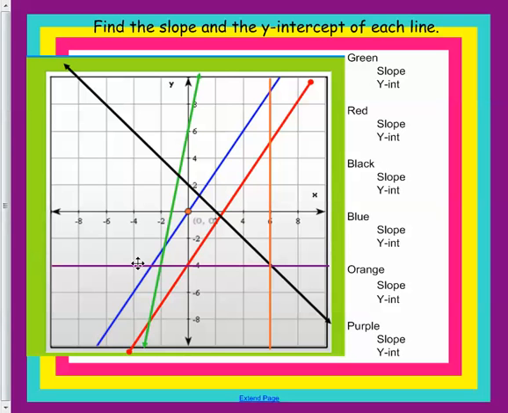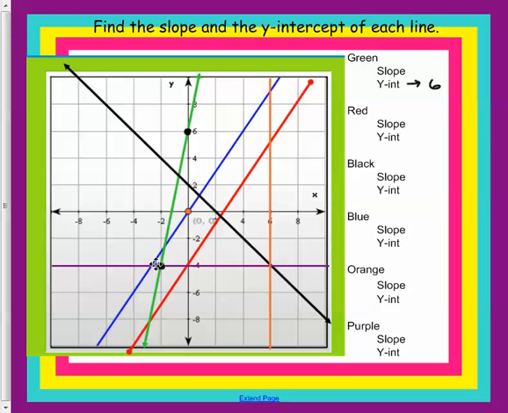Okay, so now what we're going to do is find the slope and the y-intercept of each line. Okay, so let's look at the green line first. We're trying to find a perfect point. On a line, there are unlimited points. You just have to find the ones where it crosses through one of these boxes at a perfect point. Like here it doesn't, here it doesn't, here it doesn't. It's getting closer, here it does. So when we look at this, we know it's crossing through the y-axis at 6. So we write 6 for our y-intercept.